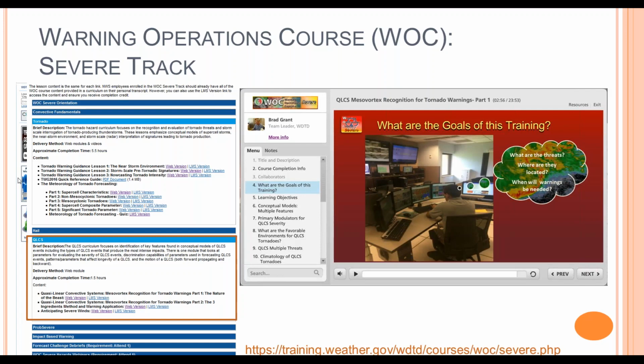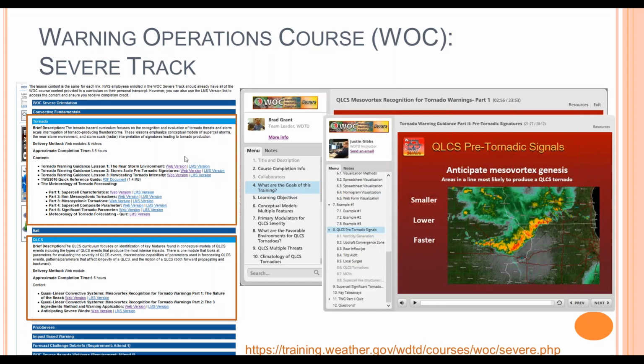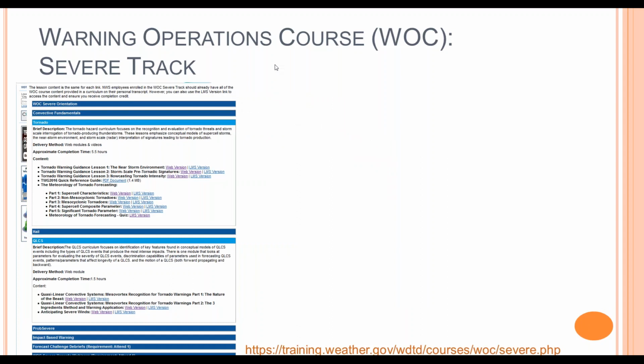I will say that the QLCS modules are going to be updated pretty substantially. So these exist right now, but they're going to be changed a lot for next year. But under the tornado warning guidance lessons, we have parts 1, 2, and 3. Parts 1 and 2 are updated and do reflect some recent publications in QLCS tornadoes in particular. And again, credit to Justin Gibbs for doing that. Justin is really becoming our QLCS focal point, if you will, and developing expertise and publications in this area. So he is an expert we rely on.